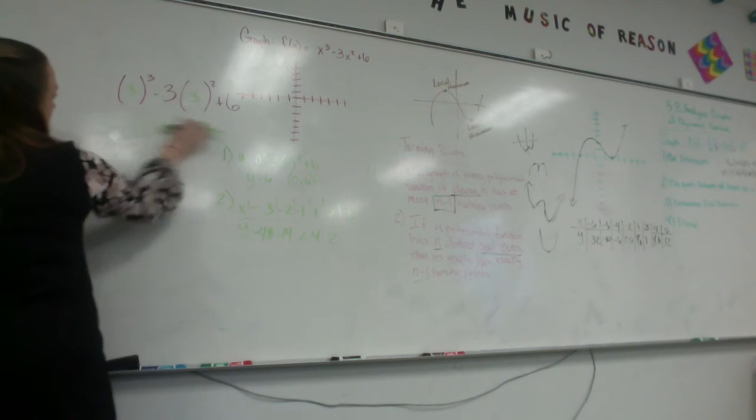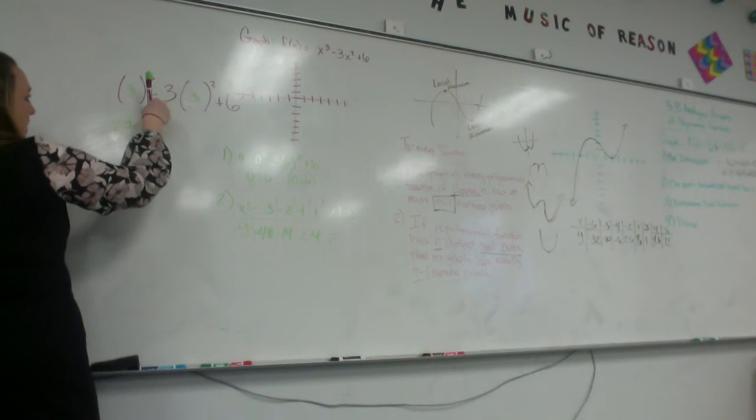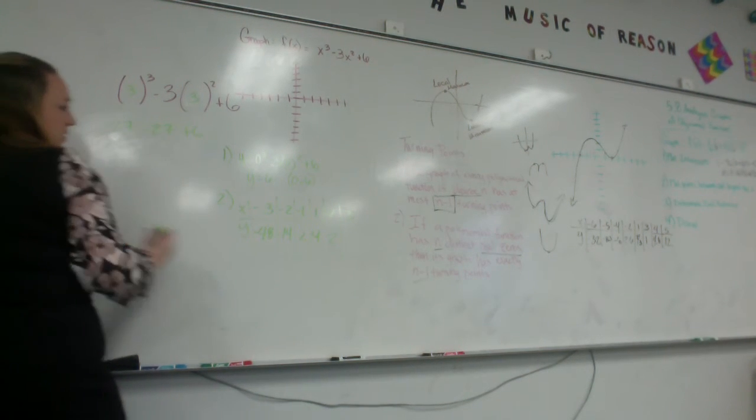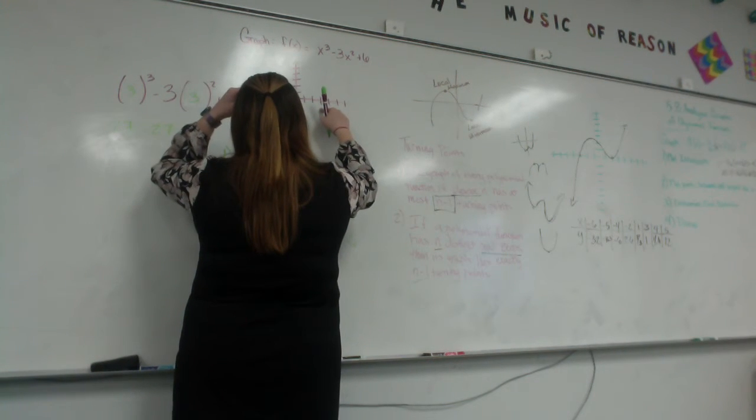Okay, 3 cubed? 27. 3 squared? 9. 9 times negative 3? Negative 27. And plus 6, so what do I get? 6. Beautiful. So, 3, 6. We plot points next, right? Yes.